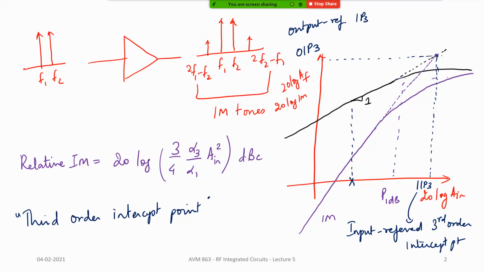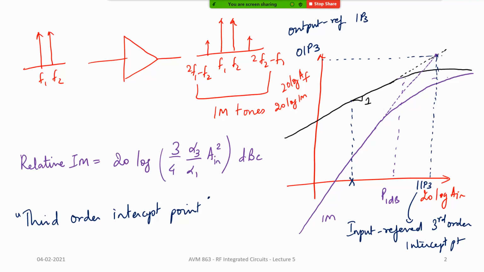This is a metric by which we characterize amplifiers, and this is a very standard metric. If you take any RF amplifier data sheet or any paper, power amplifier or LNA or whatever it is, you will see these numbers: the output referred IP3 point or the input referred IP3 point. Typically for LNAs, IIP3 is more commonly used. For PAs, obviously the OIP3 point is more commonly referred to and used for calculations. But this IP3 point is a very, very important parameter.